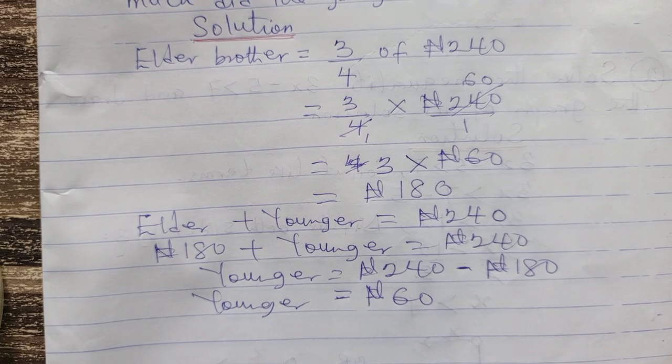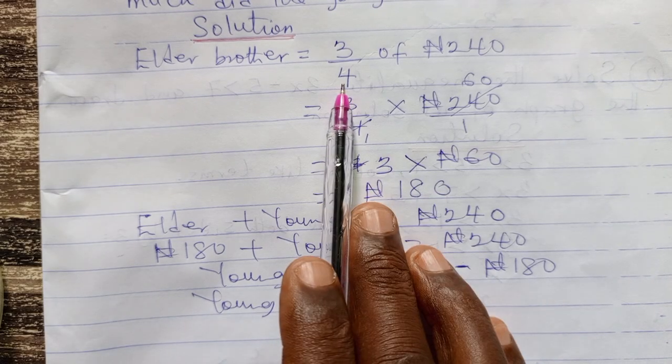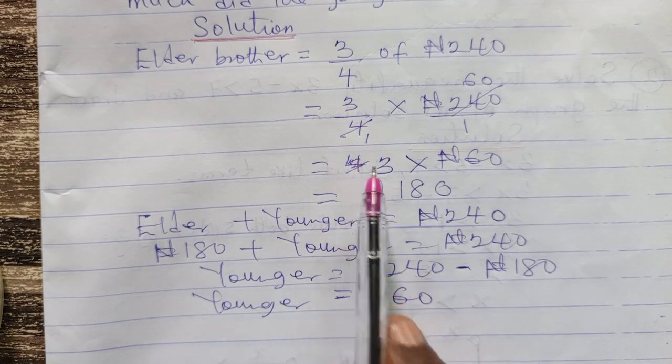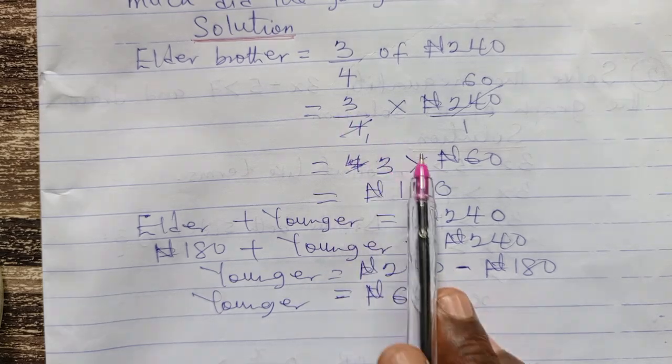Is that clear? All right, so sorry for this mistake. Okay, I was looking at this 4 instead of this 3. So sorry about that. So it's 3 multiplied by the 60.